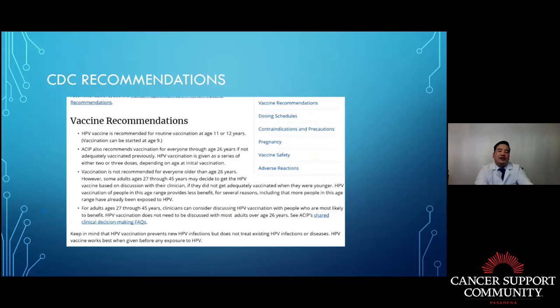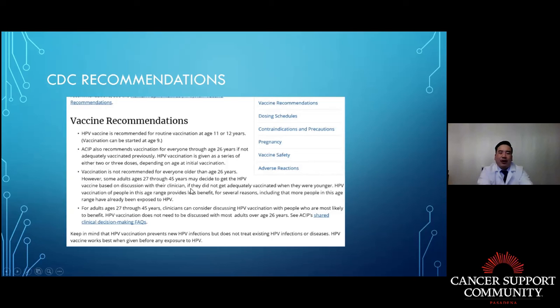So now there's actually vaccination for HPV infections. Originally, it was for much older patients. Now they're recommending routine vaccination for ages starting as early as 12. They say at age 9. They also recommend everyone through age 26, if not adequately vaccinated previously, receive these vaccines. This is from the CDC website. The HPV vaccination is usually given as a series of 2 or 3 doses depending on your age.